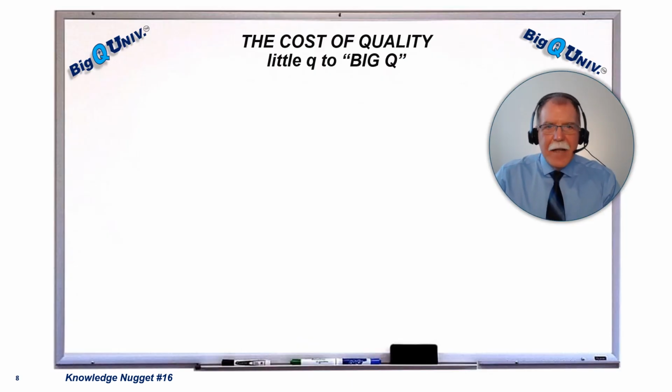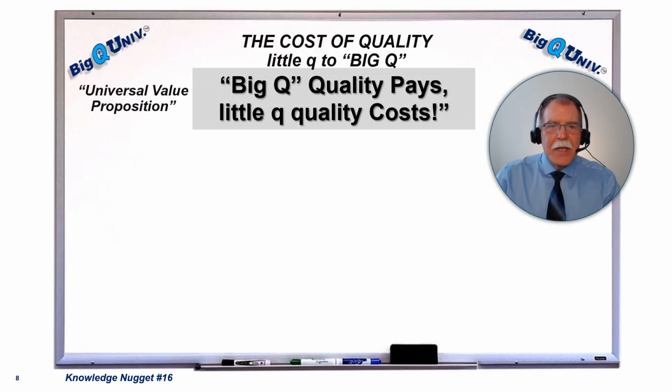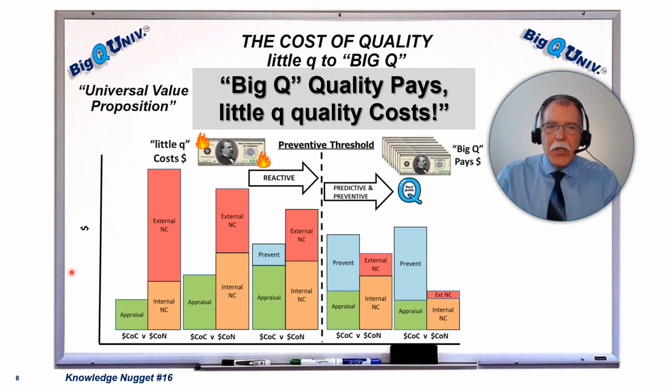Okay, let's close this Knowledge Nugget edition by recapping this tenet of transformation we call the universal value proposition. Big Q quality pays, little q quality costs. We took a look at the notional depiction of the cost of quality as an organization transforms from little q quality to big Q quality. We talked about how that organization must transform from a little q reactive approach to quality to a big Q predictive and preventive approach to quality.